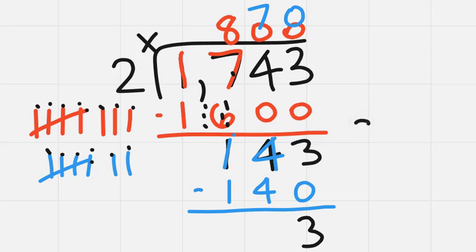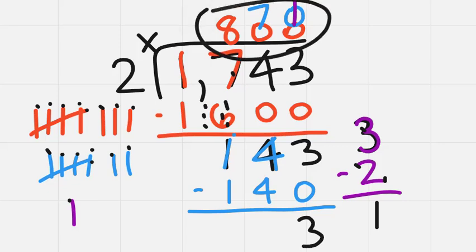So now we're going to be looking at the number 3. We're going to count by 2 until we get as close as we can to 3 without going over. 2, 4. That's too high, so we'll have 1, 2. We'll put that 1 in this last place value. Then we multiply. 1 times 2 is 2, so we'll subtract that. 3, 2, 1. This means that this is our answer, 871.